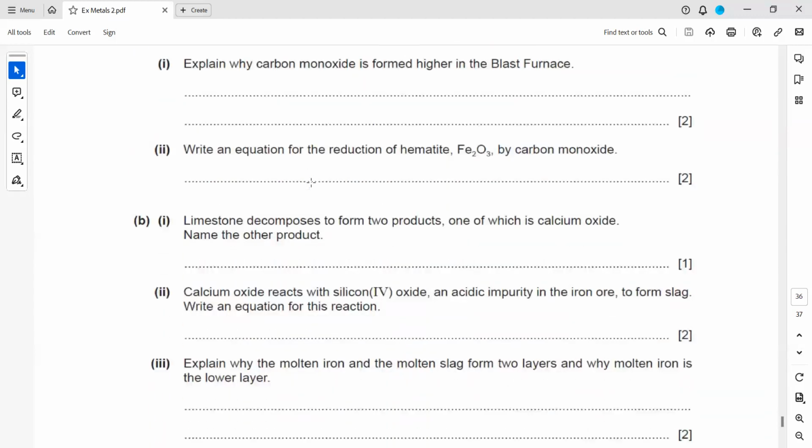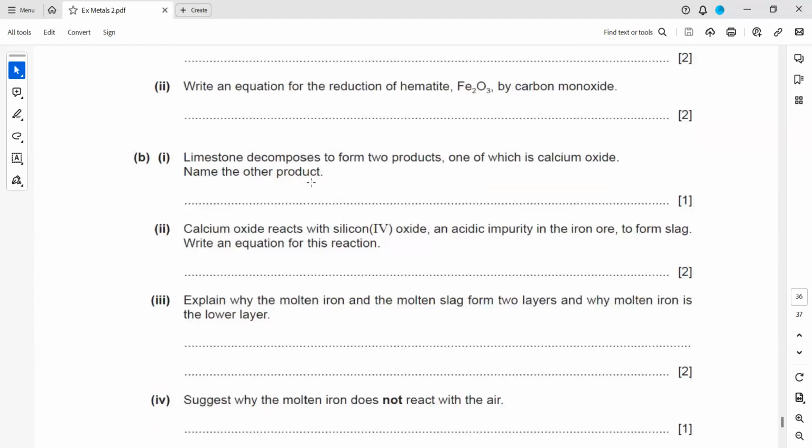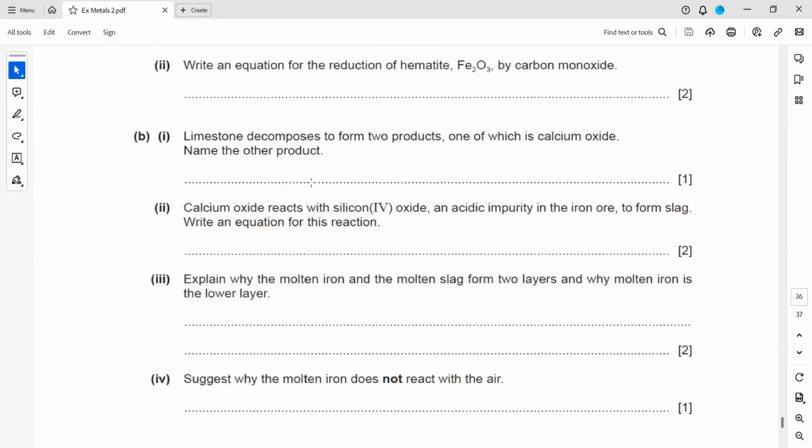Write an equation for the reduction of hematite. Whenever they ask for an equation, it means you have to write a symbolic equation and it must be balanced. If they don't say anything like ionic or word, that means it's a symbolic equation. So we have iron(III) oxide, and this iron(III) oxide reacts with carbon monoxide.